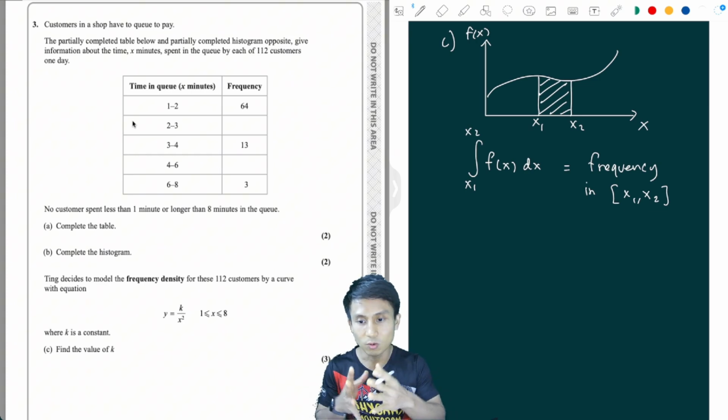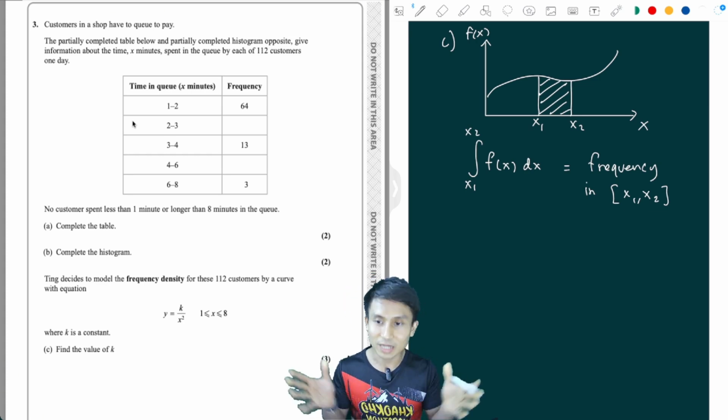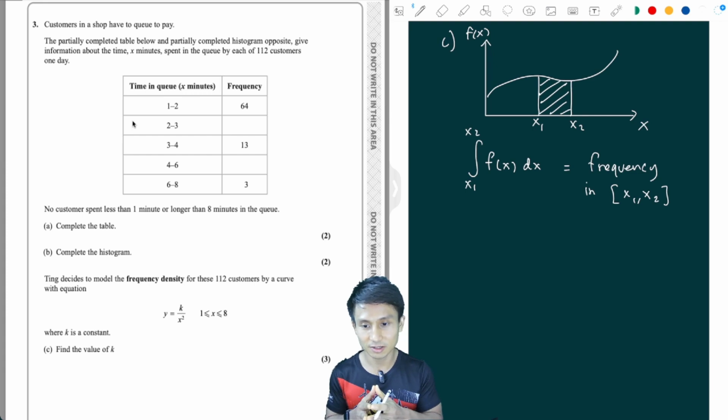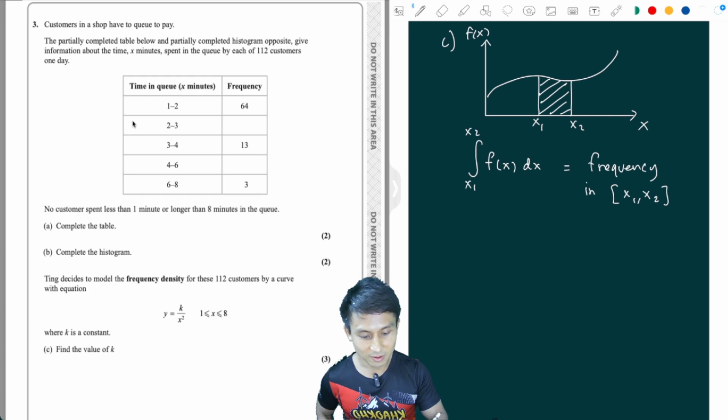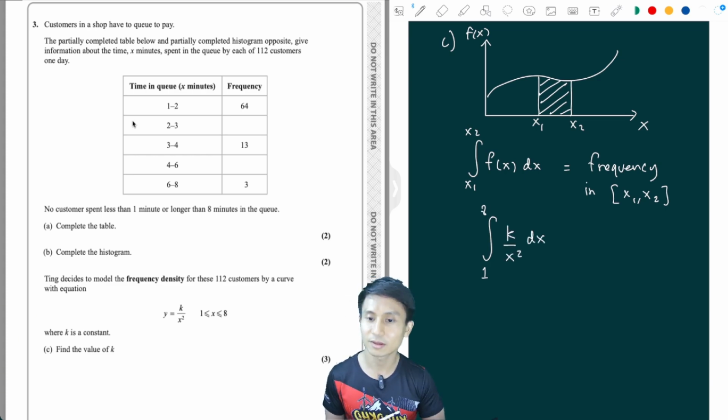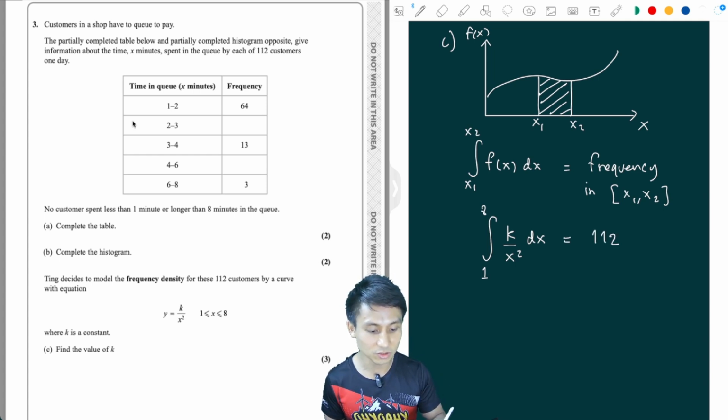So we can use that frequency density function. Of course, f(x) is the frequency density function. So if we integrate for the entire domain, which is from 1 to 8, we should get the total frequency of the whole customers. So we're going to integrate from 1 to 8 of that frequency density function, which is k over x squared, dx. Putting the bounds in as well, this should be equal to 112. Make sense? Yeah, because it's the whole frequency, the sum of the frequencies.